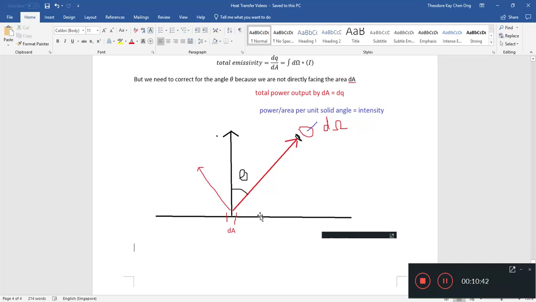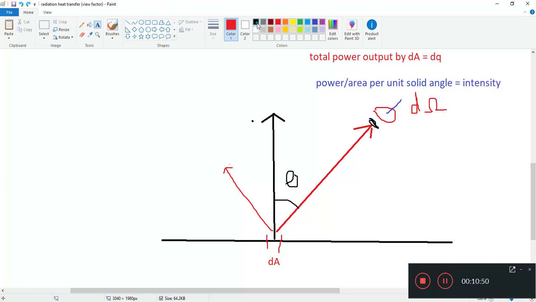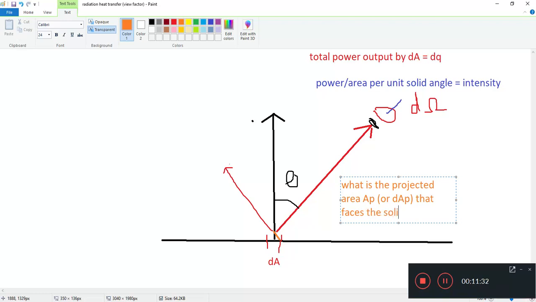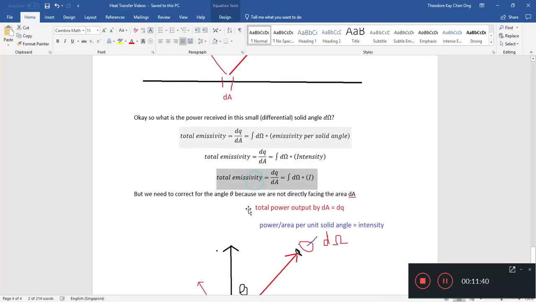And how do we correct for this angle? Well, we have to consider what this little area is. What is this area dA? Or rather, let me put it in orange. What is this projected area? What is the projected area? AP, or dAP, that faces the solid angle head on. So we'll need to make some adjustments.